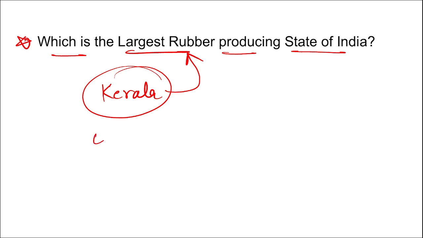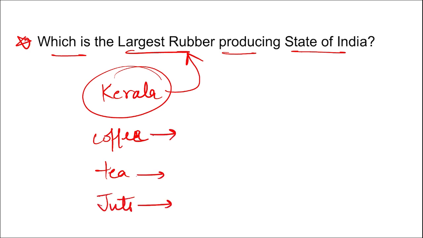Alright, if I ask you, which is the largest coffee producing state, tea producing state, jute producing state? Tell me these three also. Largest coffee producing state. Which is the correct? Comment below these three, then I'll tell you the answer in one go. Largest coffee producing state in India, tea producing state in India, and jute producing.